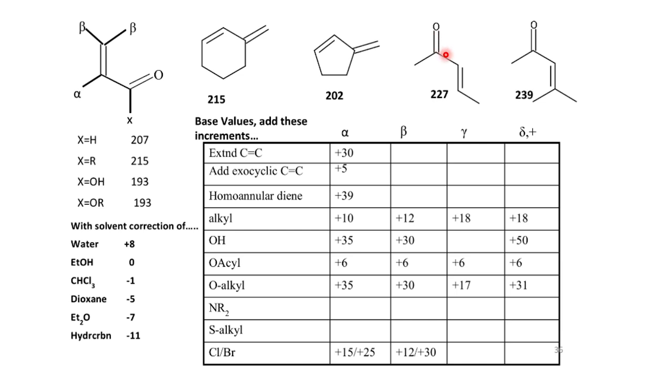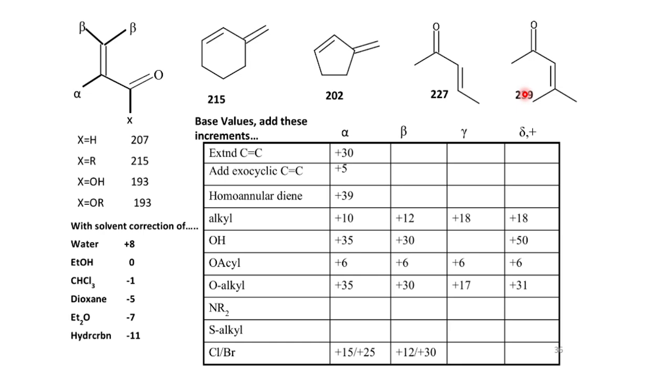If this is a C double bond O and it is also conjugated with another C double bond C, it is a little bit increased to 227. Now if there is the presence of another methyl group, it is again increased to 239. So these are coming from the Woodward calculation.